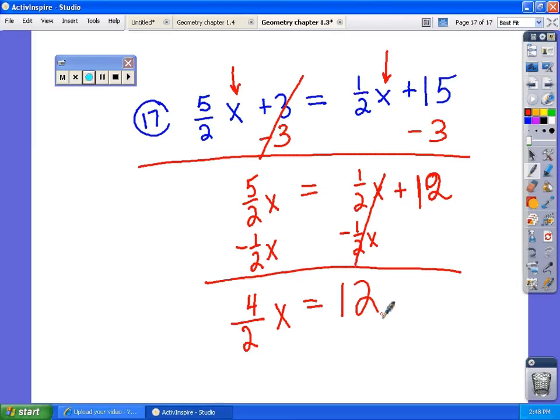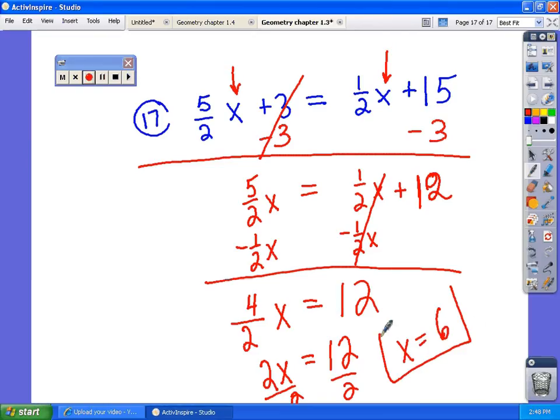Well, now I have 4 over 2, which is just 2. 4 divided by 2 is 2. Which equals 12. And last, I'm going to divide both sides by 2, and I will get x equals 6. And there's my final answer. And if I wanted to check, I could plug a 6 back in and solve both sides, and you'll notice that they are both equal.